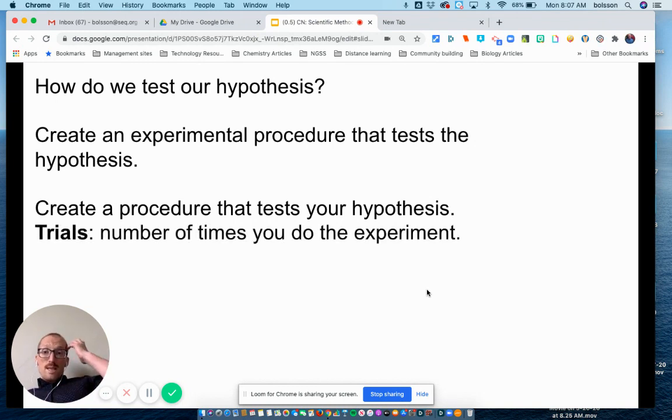And here's a key thing. There's this idea of trials. It's the number of times you do an experiment. So you want to make sure you do an experiment more than once.